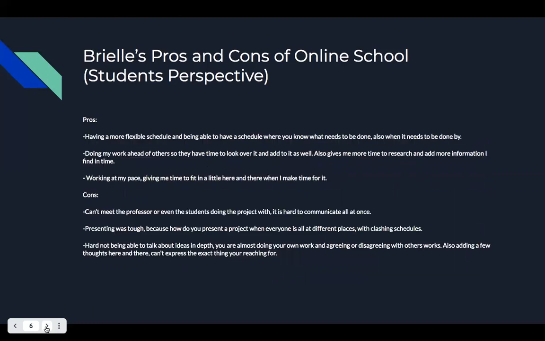Some of my pros that weren't mentioned before were having a more flexible schedule, doing my work ahead of time, so I'm not lacking, and working at my own pace. And some cons were you can't meet the professor or the students doing the project. Presenting was tough because everyone is at different places, and it's hard not being able to talk about the ideas in depth.